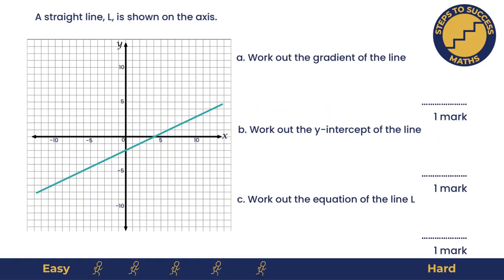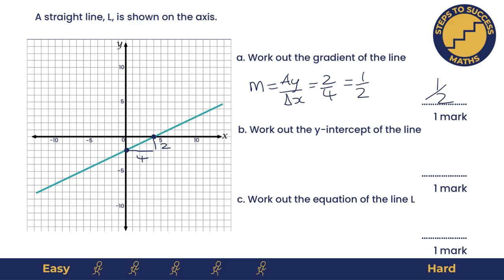A straight line L is shown on the axes. A. Work out the gradient of the line. Okay, so put a triangle on there. Remember, you want corners of squares, so you get whole points. So let's go from this one here to this one here. So the across is 4 and the up is 2. So change in y over change in x. So it's 2 over 4, which cancels to a half. So the gradient is a half, or 0.5.